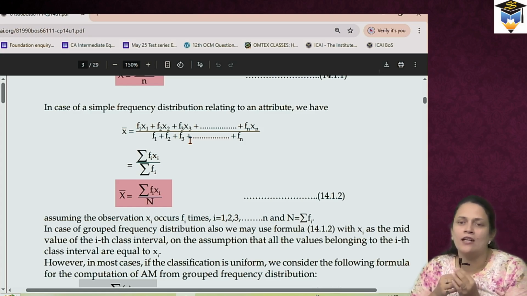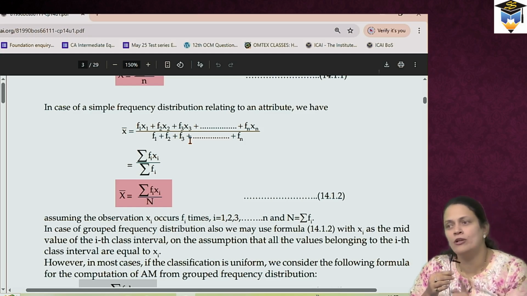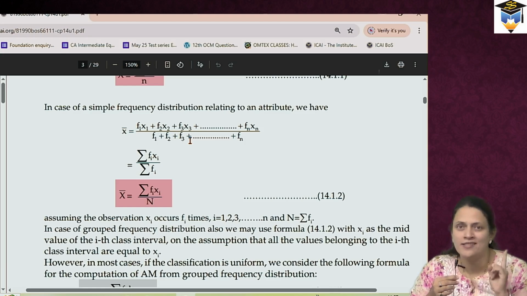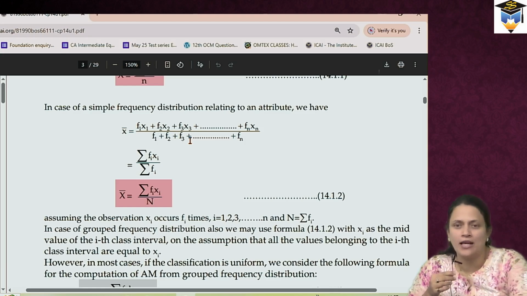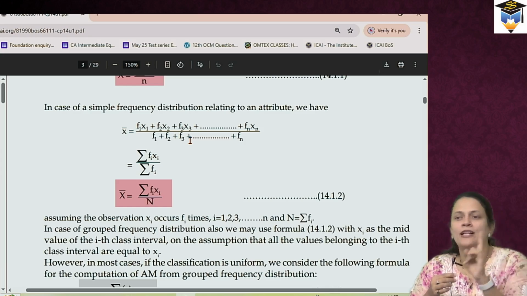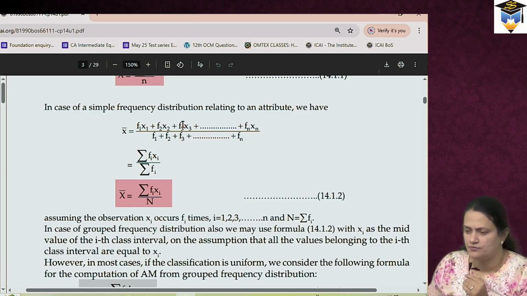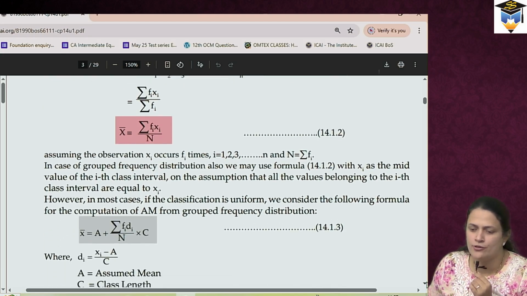So basically there are a few children having the same weight, say 60. All those children will be counted with a weight 60 and their frequency will be counted. So if there are 5 students, then the frequency will become 5. So 5 multiplied by 60, that is fi xi, upon capital N, that is how many number of students are there. So this is for simple frequency distribution.